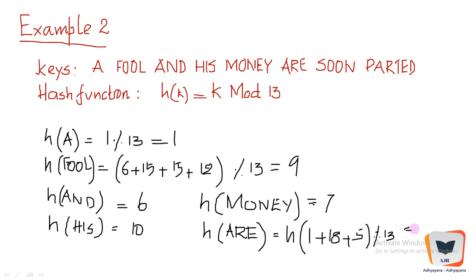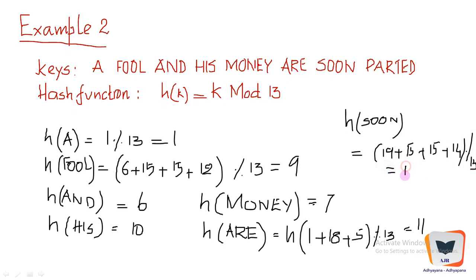Will give the cell equal to 11. Similarly, h of soon also happens to be equal to S is 19, O is 15, another 15 for another O, and for N it is 14. It is mod 13. So this will give us the cell number to be 11. So there is a clash over here. Soon and R will occupy the cell number 7.